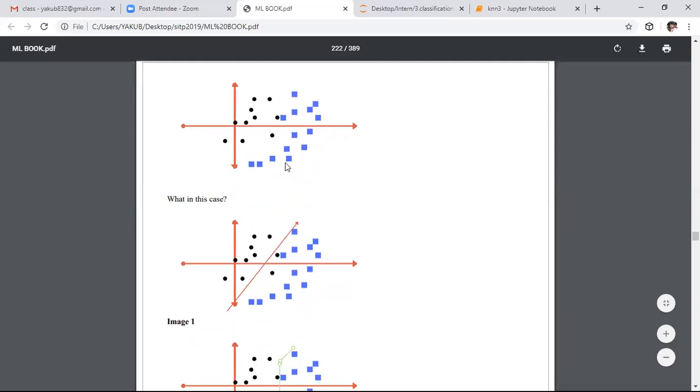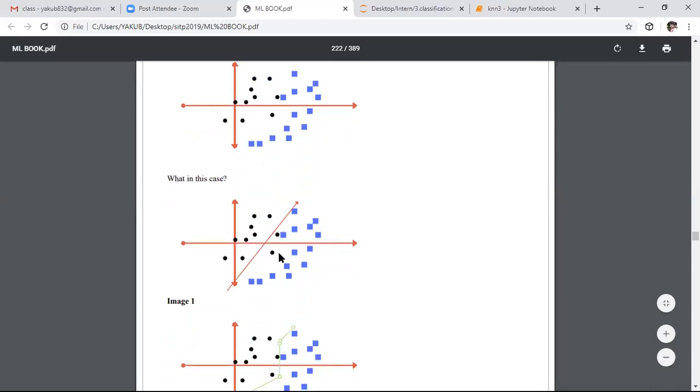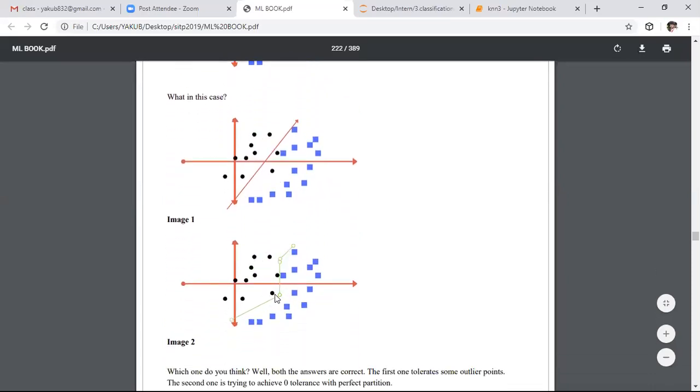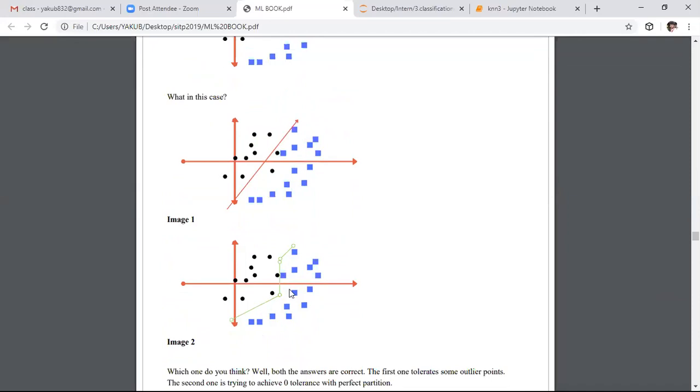Here I'm drawing the first hyperplane. Here it is misclassifying 2 points. In this first image, it is misclassifying 2 points, whereas in the second image, it is classifying accurately. But here a lot of regularization is involved. To represent this line, we need 1, 2, 3 equations. We need 3 equations. So here also computational complexity is involved.